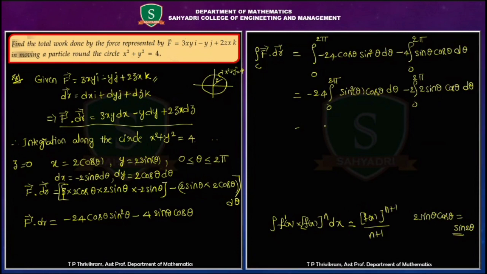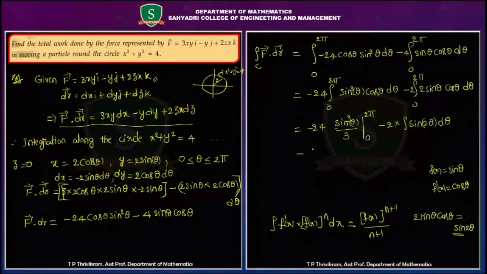So this one is equal to minus 24. What is f of x here and what is f dash of x here? That you have to select. Sine cube theta by 3, sir. F of x is sine theta. F dash of x is cos theta. So sine square means f of x whole power n, where n value is 2 here. So the answer will be sine cube theta by 3, which ranges from 0 to 2 pi. Next, minus 2 into, this value can be written as integral sine 2 theta d theta.